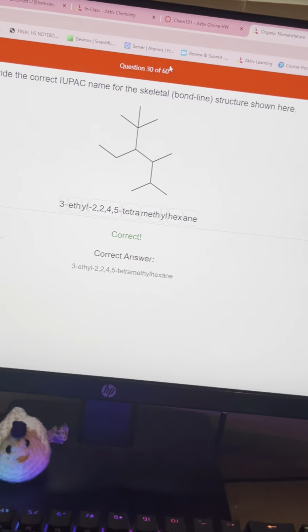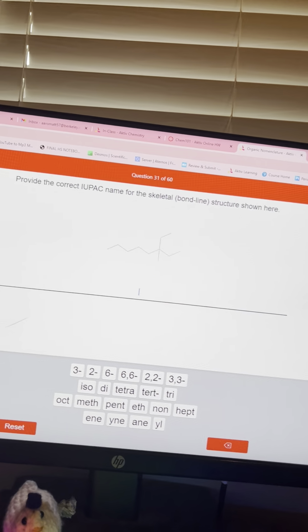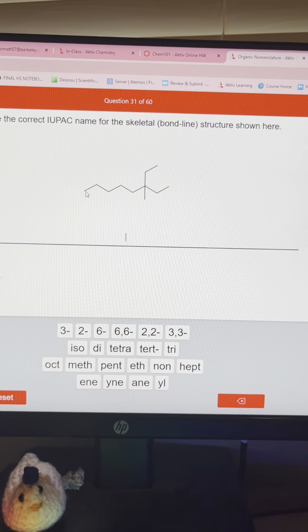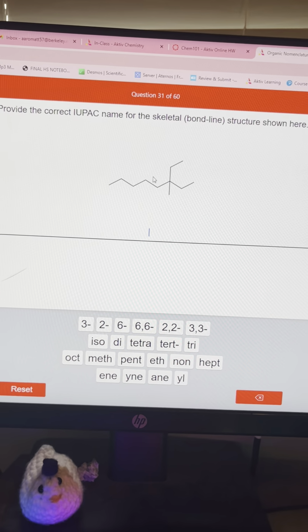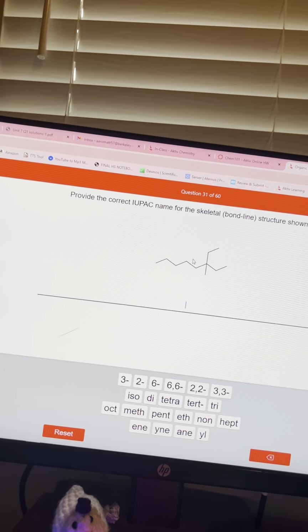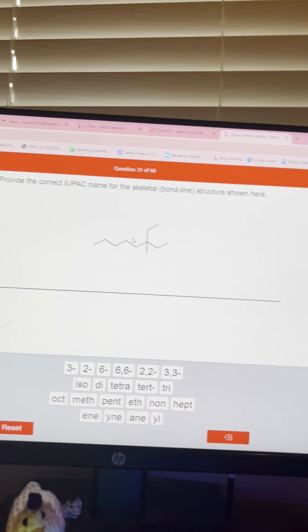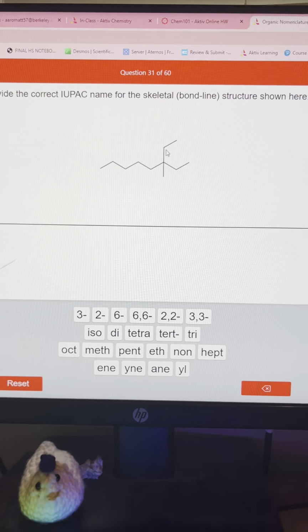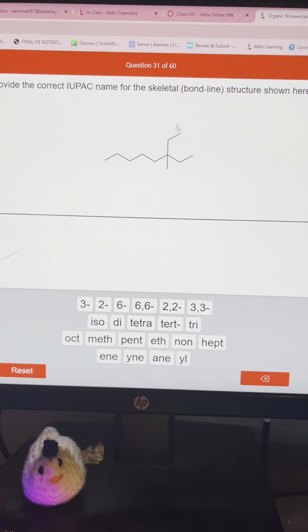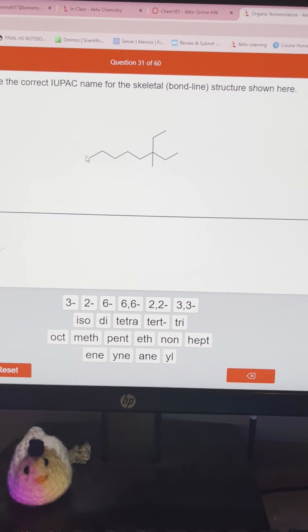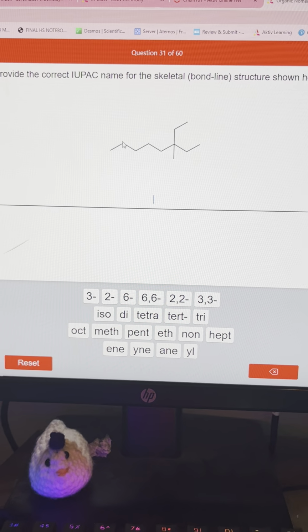Okay, next one. Starting at 31. This one we got the same thing. Also, what I learned is that if possible, you're supposed to start closest to the substituents, the branching out parts. So if we start over here, 1, 2, 3, 4, 5, 6, that's 6 away from the start.